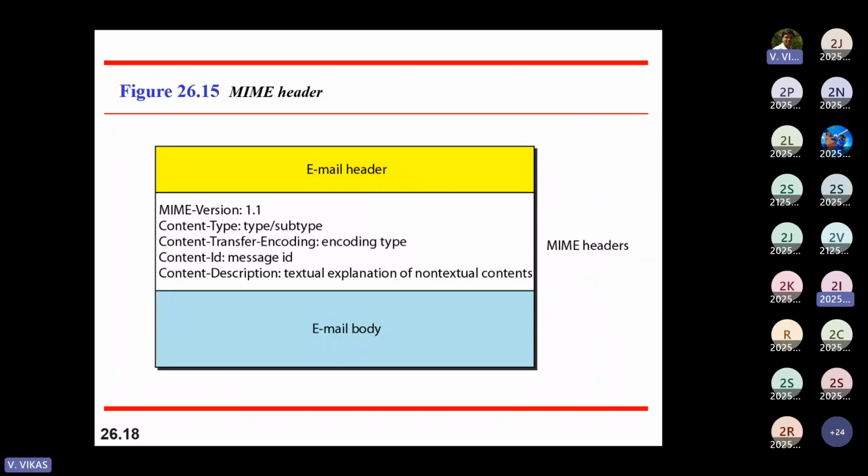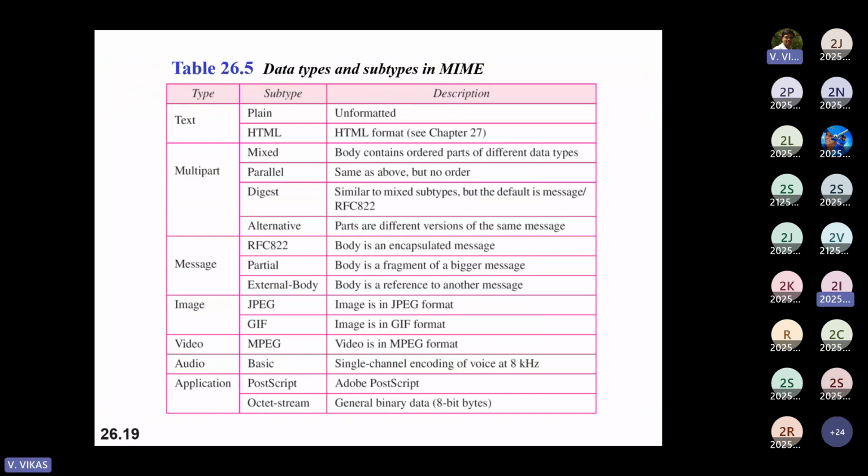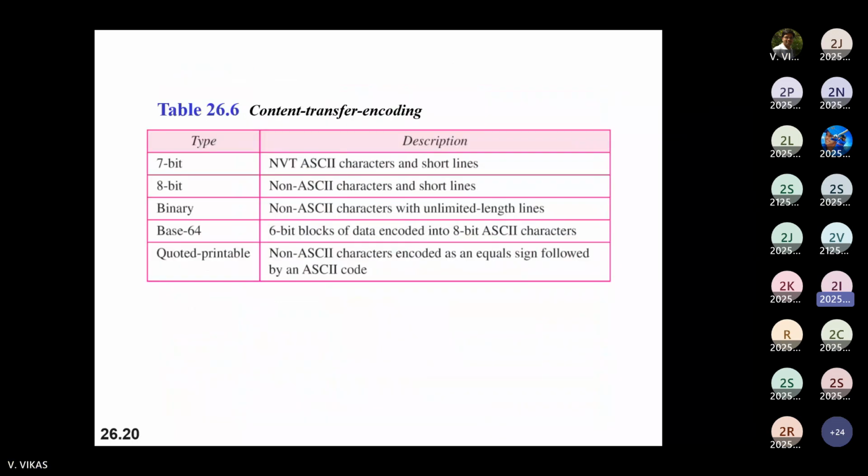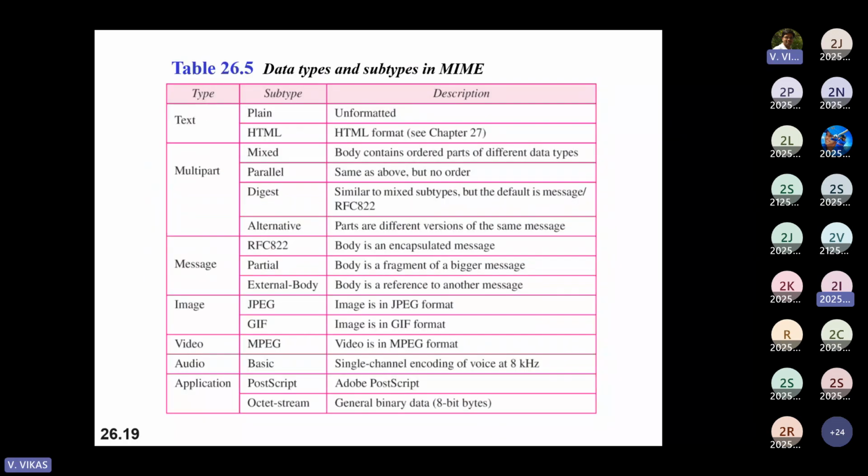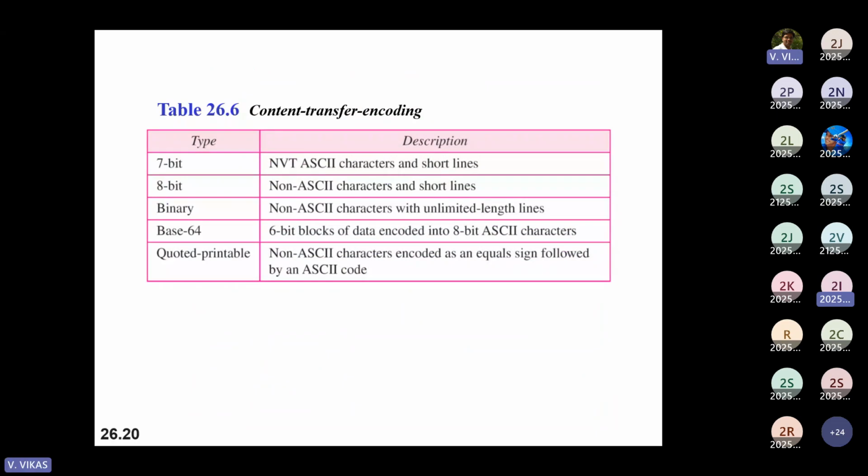Okay, the MIME header will be like this. You are going to have an email, MIME version, content type, transfer encoding, etc. Then we have some of the data types and subtypes in MIME. You can refer to these things. Nothing to discuss in this particular case. Here also content transfer encoding. What are the details we have? Okay.